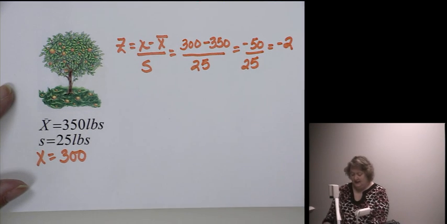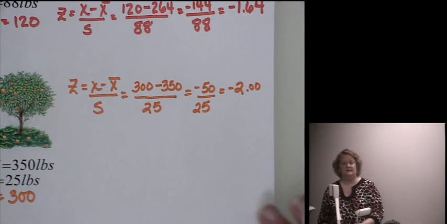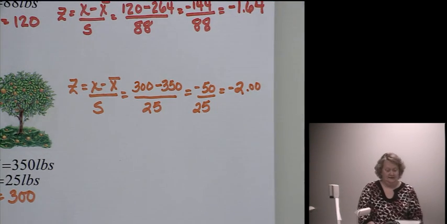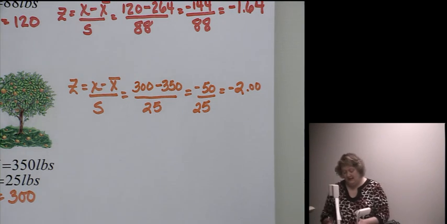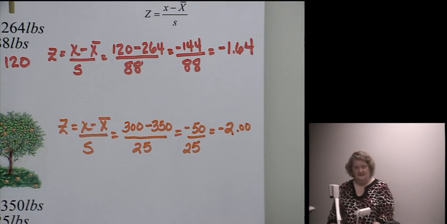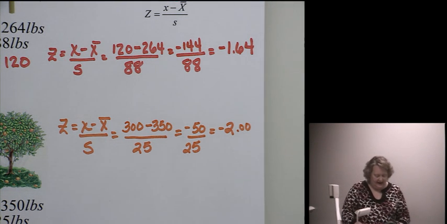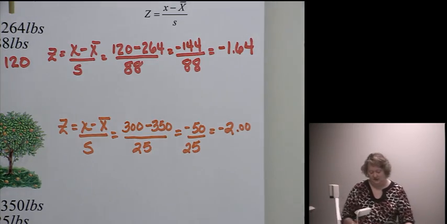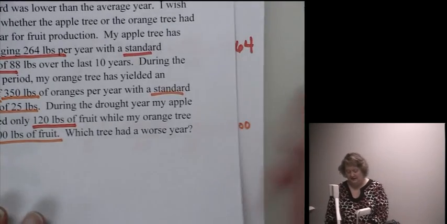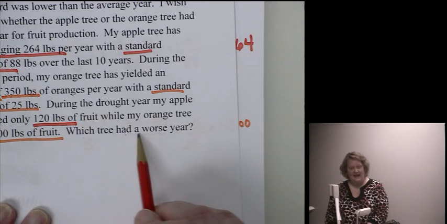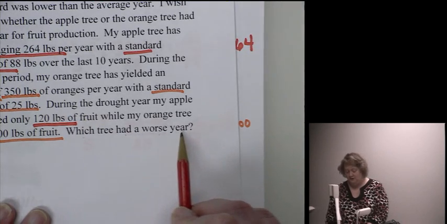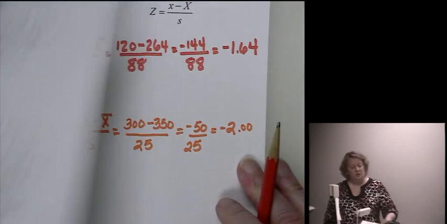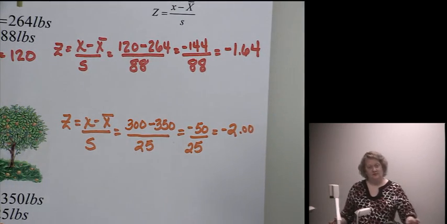2. Now, we could put the 2 zeros there if we want to have it out to 2 decimal places, but it's not necessary. It's negative 2 no matter which way we look at it. And so now we have the z-score for my oranges. So I've got my oranges and my apples. How are we going to compare these to answer the main question, which, remember, is which tree had a worse year? In other words, which one was affected more by the drought?